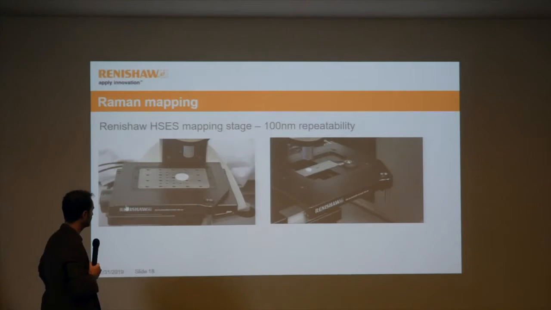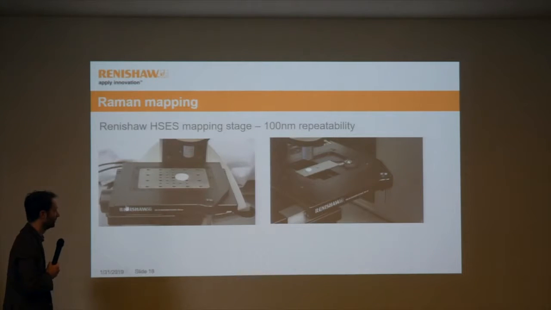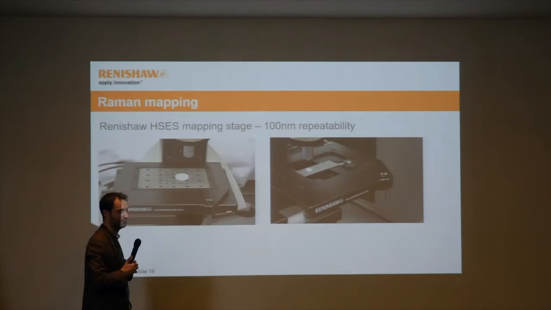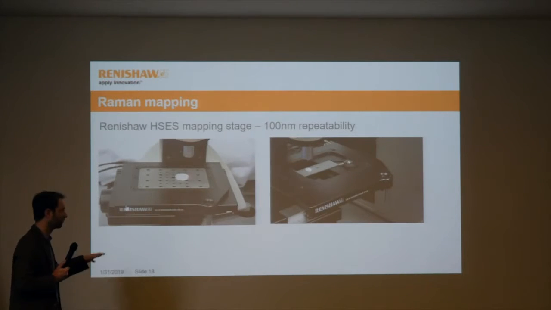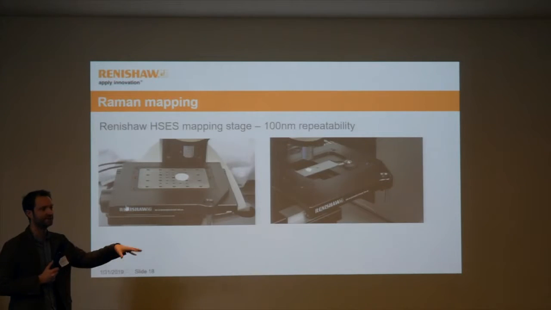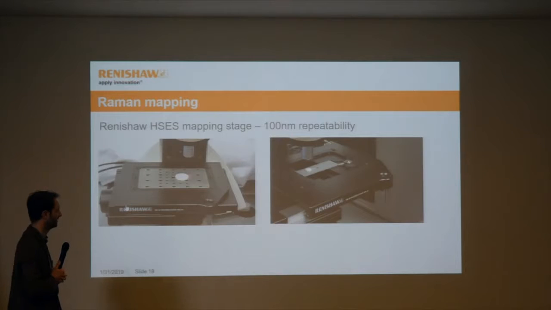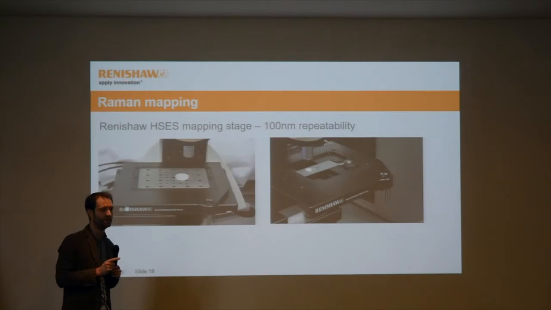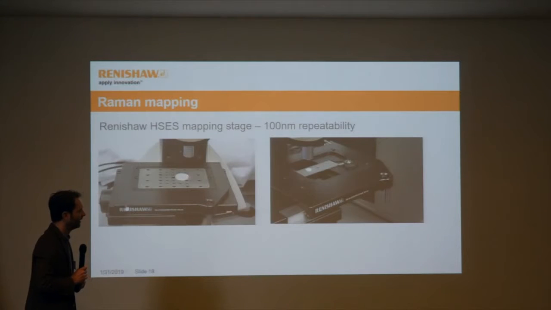So when you actually create a Raman map, the stage moves under the microscope. So the sample moves under the objective, and you can recreate the spatial distribution of an entity. This stage has a repeatability of 100 nanometer. So it's not the resolution. The resolution is better than that.